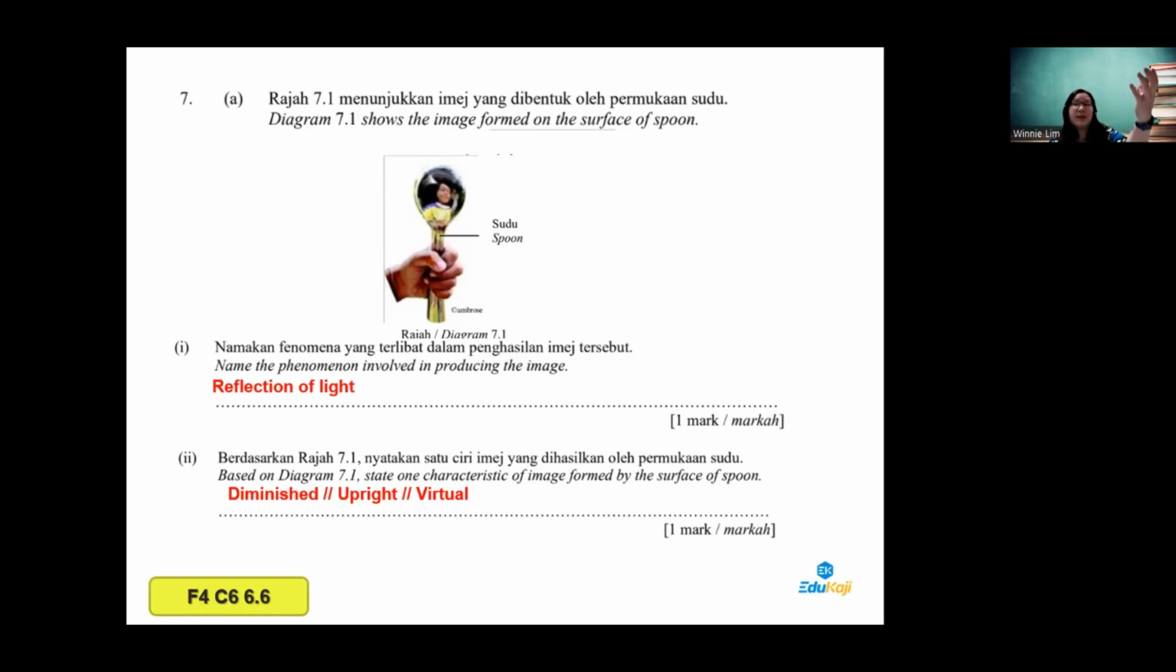So you all look at it, right? You always appear inside one. Or the fish eye view idea. So that's why this is fixed. The characteristic of the image is always virtual, upright, diminished regardless of the position of the object. Whether they are far or near the surface, less than focal length, more than focal length, they will always be this. Also bear in mind, if it is a convex surface.